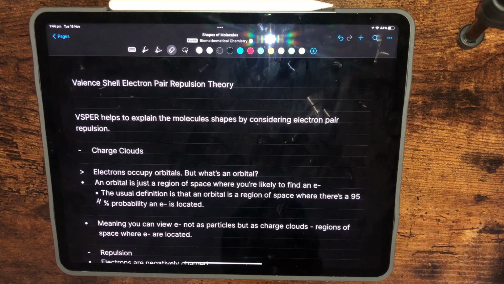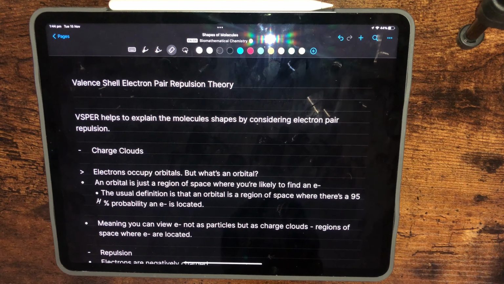So you need to have a good understanding of this topic, right? Okay, I'll stop talking and get straight into it. So, valence shell electron pair repulsion theory, also known as VSEPR, helps to explain the molecule's shape by considering electron pair repulsion.